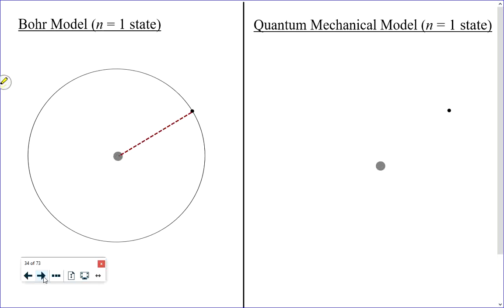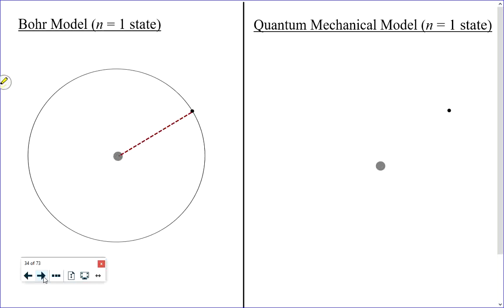Of a hydrogen atom in the n equals 1 state, the electron is in a perfectly circular orbit, never wavering, never varying from that distance. So if I look at the electron, I'm always going to find it here. One of the things that's hard to wrap our heads around is the quantum model of the atom never ever talks about the motion of the electron. It's not in an orbit.